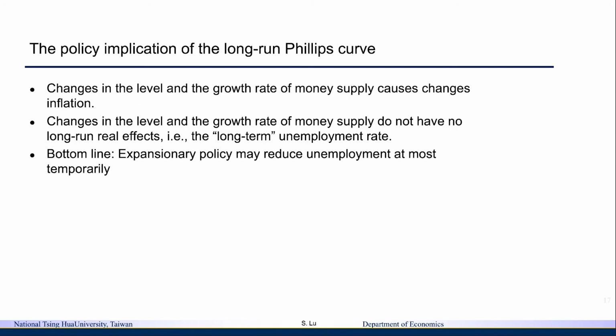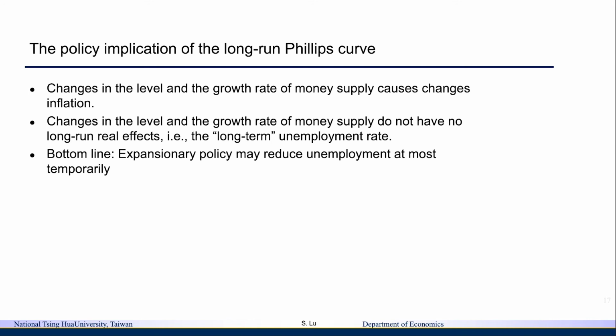Okay, so what are the policy implications of the long run Phillips curve? It tells us that changes in the level and the growth rate of the money supply will only cause inflation, which is consistent with the quantity theory of money we learned before. Other than that, changes in the level and growth of the money supply will not have a long-run real effect. That is, it will not affect the long-run unemployment rate, because the long-run unemployment rate needs to equal the natural rate of unemployment.